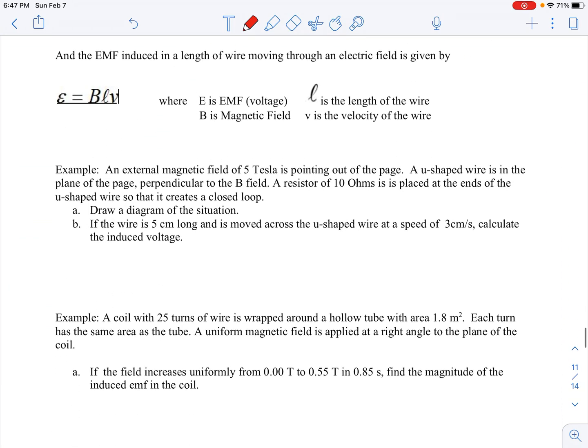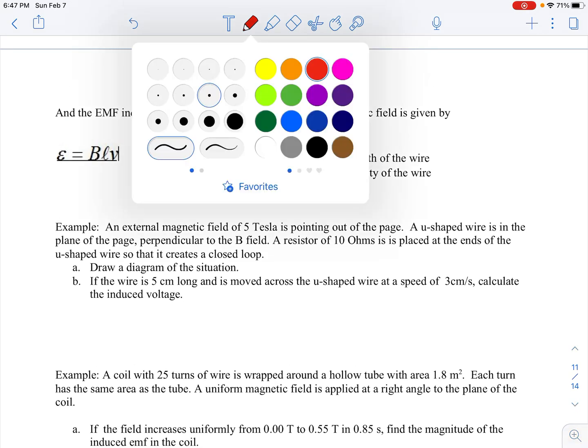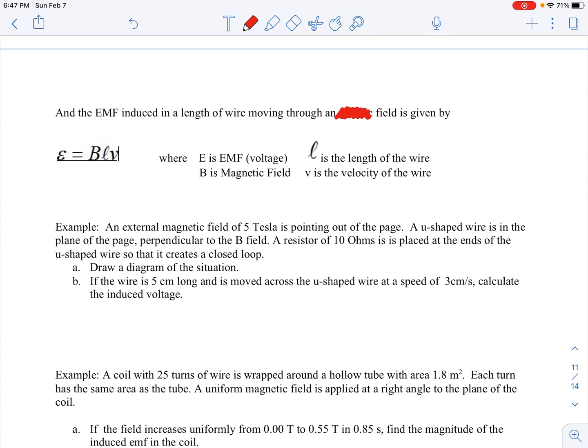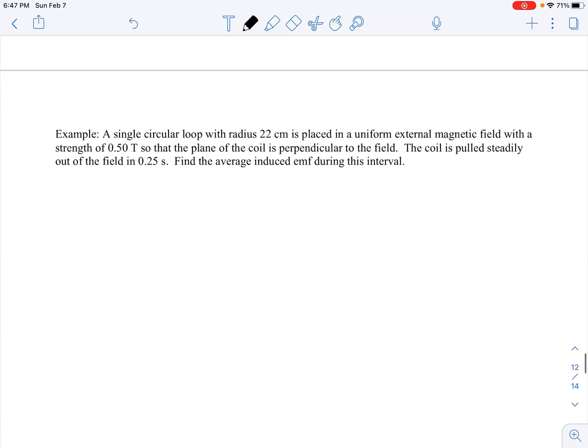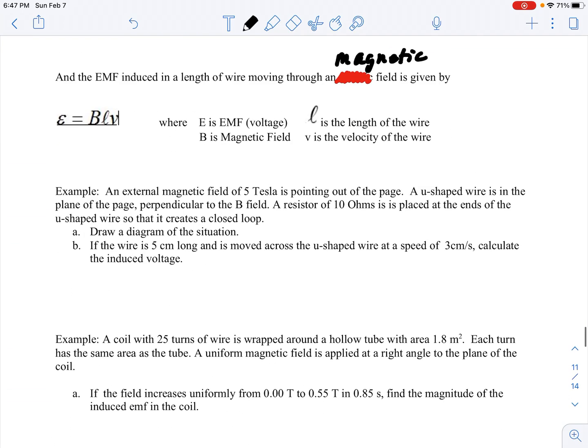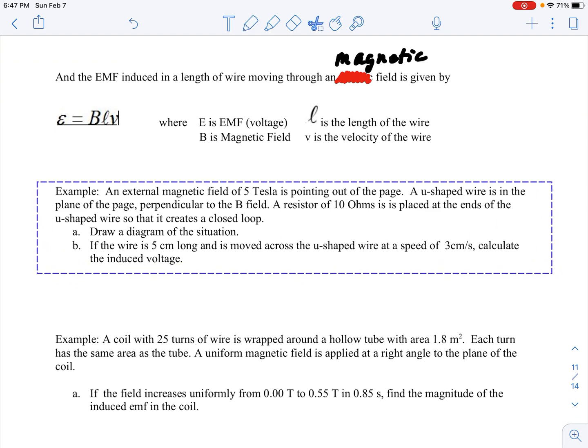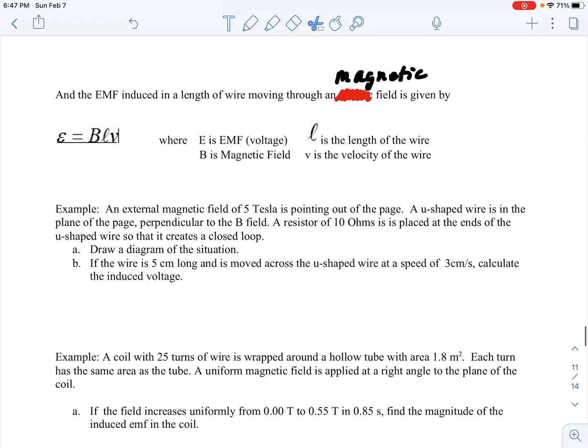Okay, so I've got the formula here on the next page. The EMF induced in a length of wire moving through a magnetic field, not electric field, is given by EMF equals BLV. Okay, so let's see if we can figure this out. I didn't really give myself a ton of space, did I? I'm going to copy this and put it on a different page.